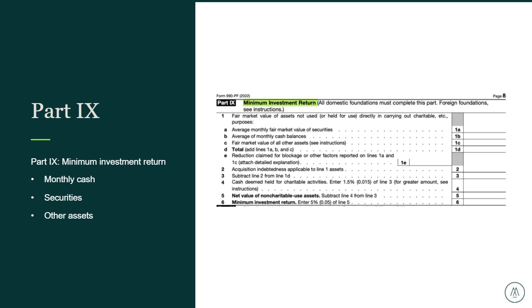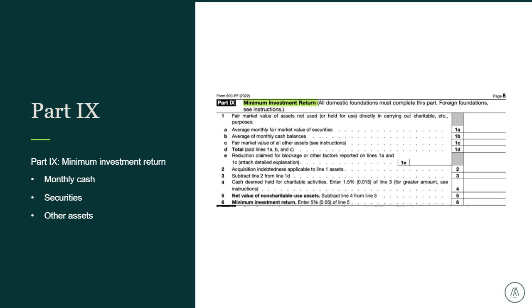Line 1A, average fair market value of securities. Line 1B, average monthly cash balances. Those are fairly straightforward. Then line 1C is fair market value of all other assets, and that would include assets other than charitable use, publicly traded securities, cash, and certain excluded assets. The most common that we see here are real estate and some alternative partnership investments.